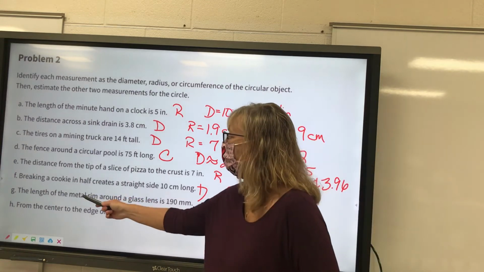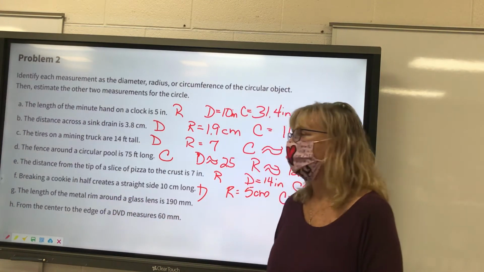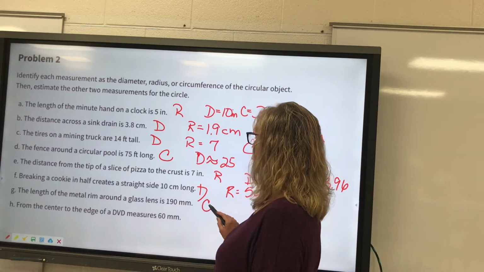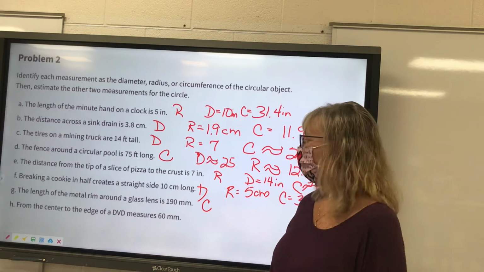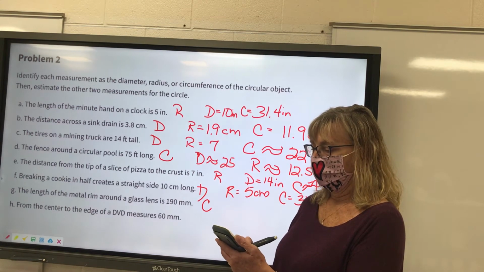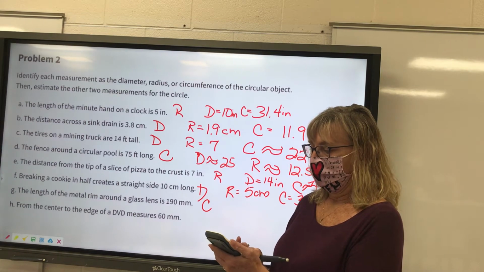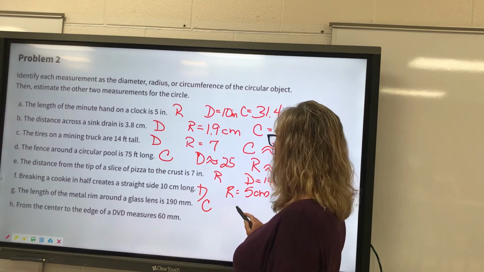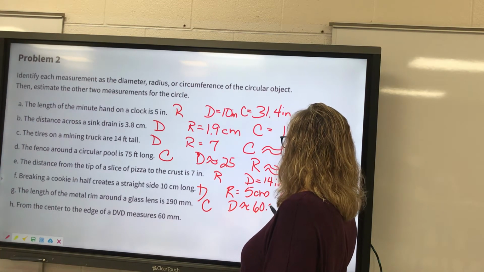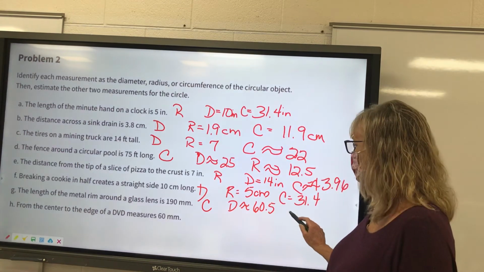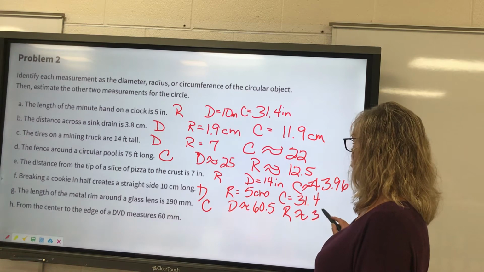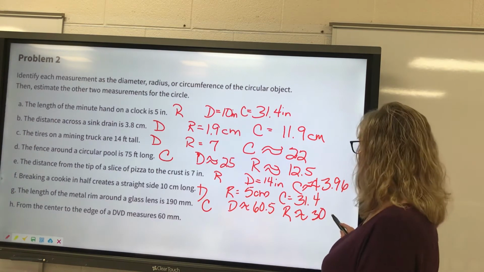Okay, the length of the metal rim around a glass lens is 190 millimeters. Circumference. Good, very good. Then we're going to divide that by pi. We'll use 3.14. And we get 60.5. Okay, and then how do we find the radius? Divide by 2. So that would be approximately 30.25.